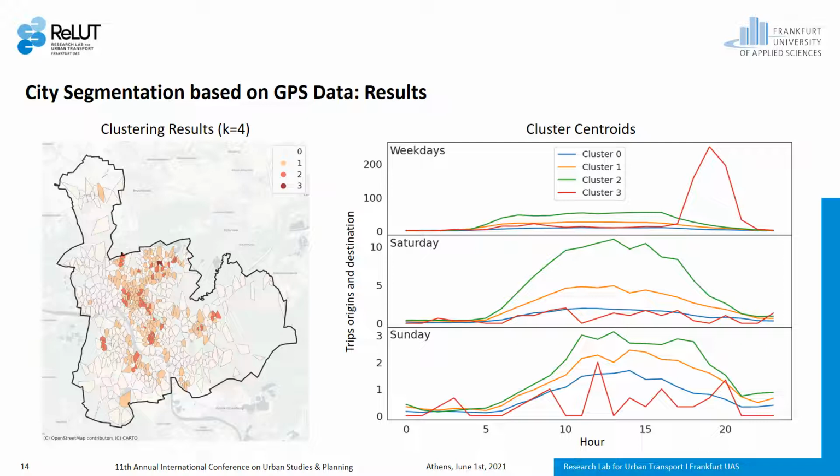Cluster 3 is very similar to Cluster 0, but it has a peak between 5 p.m. and 9 p.m. on weekdays. The reason is not deeply investigated, but this may have something to do with the several car dealerships and car repair shops which are located in these LGUs.